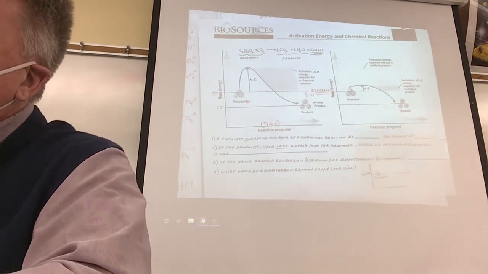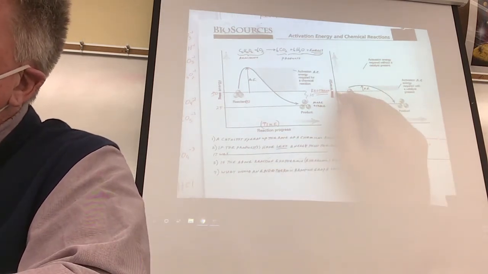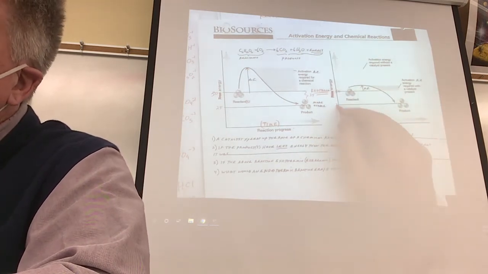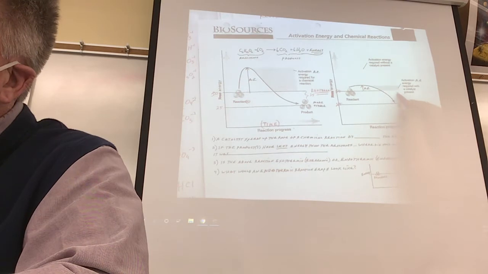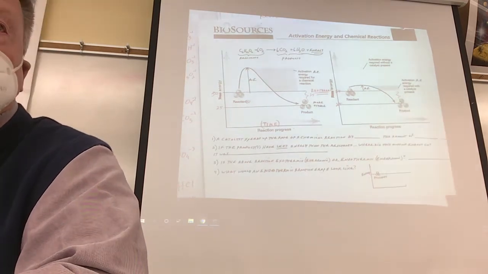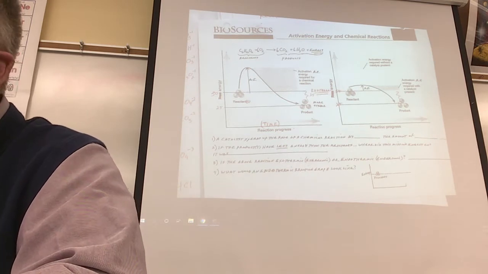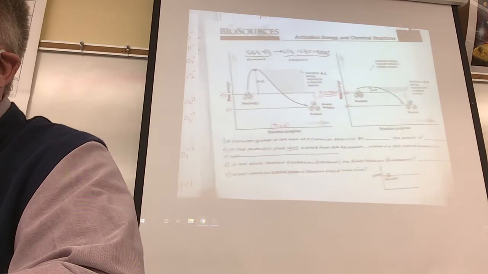How do I know? Because the reactants had what? 50 units of energy, and the products had what? So what? Didn't it lose energy? It was also exothermic, wasn't it? And we'll talk about why these two graphs are different just a second here, okay? All right. Now, you're going to do a lab.